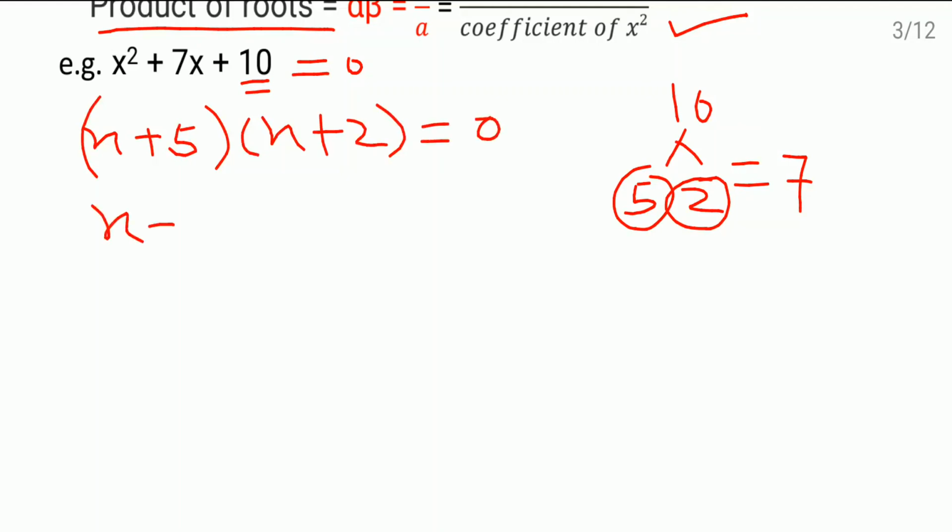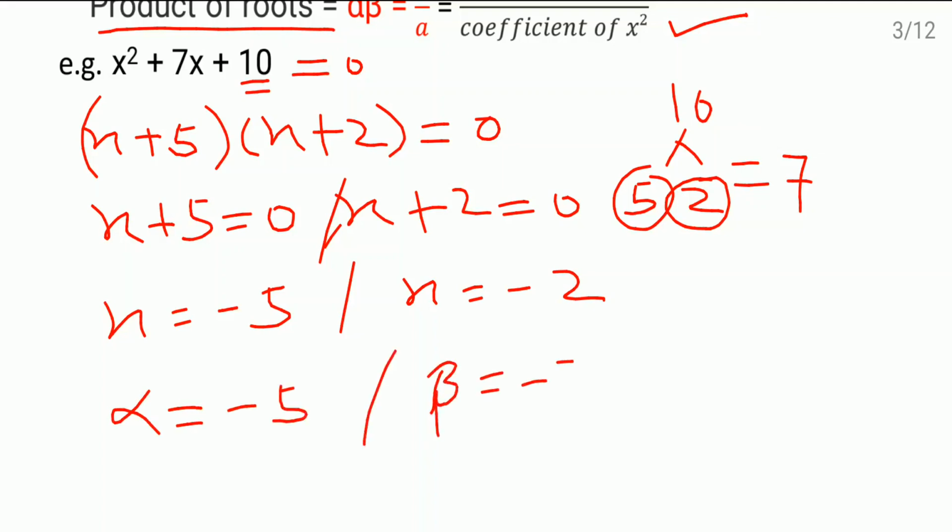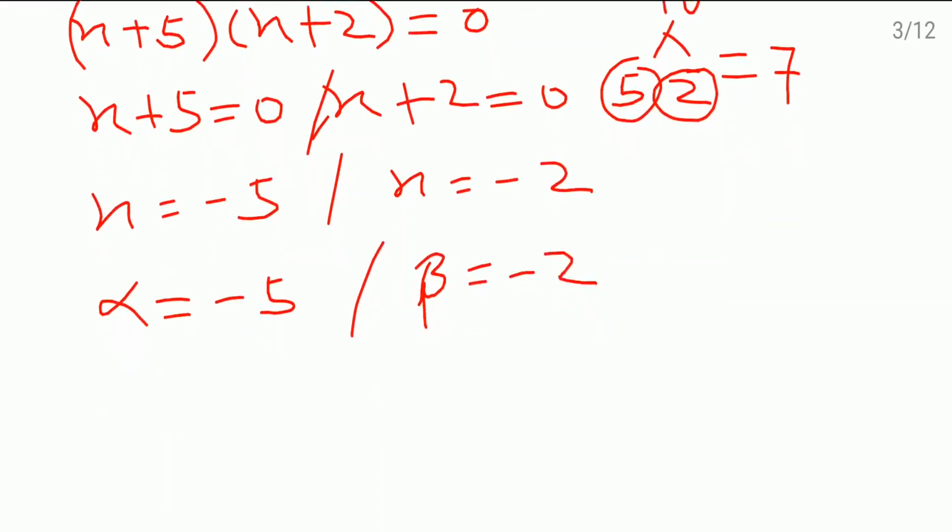Now, I will equate each factor with 0. So x plus 2 equals 0, or x plus 5 equals 0. So x is equal to minus 5 or x is equal to minus 2. This first one I will name alpha, which is equal to minus 5, and the second one beta, which is equal to minus 2. You can say this one is beta and this one is alpha, no problem. Now I got two zeros of the given polynomial.